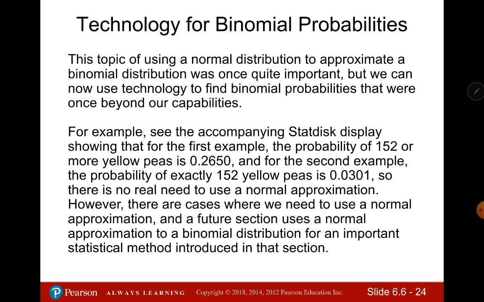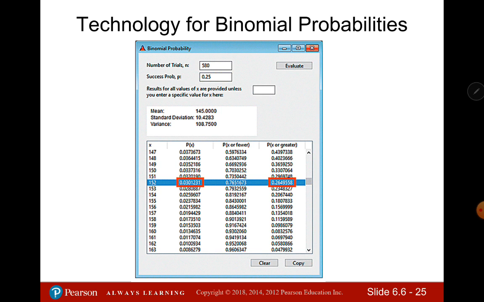So most of the time, we could use the technology to get the probability for the binomial distribution. Make sure you understand we do not pick the single value. We should pick the probability of x or greater. That's the relevant probability to determine whether this x value is significantly high or not.